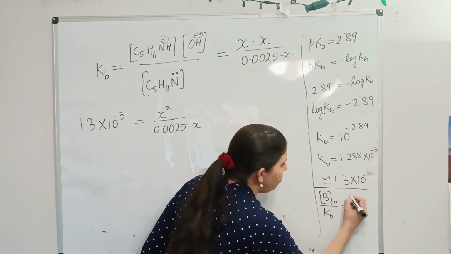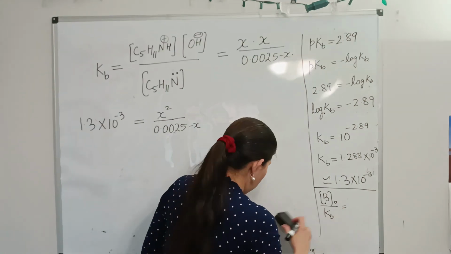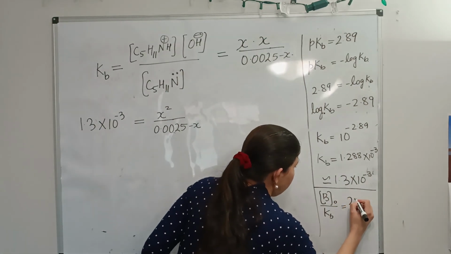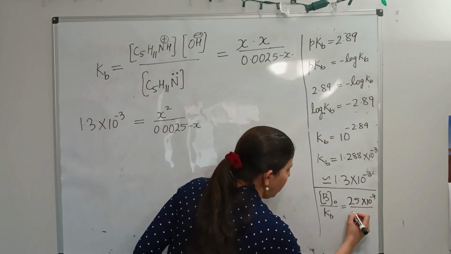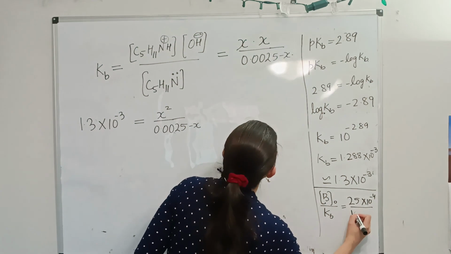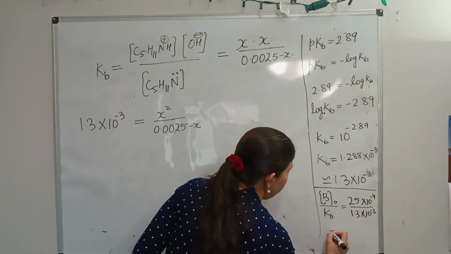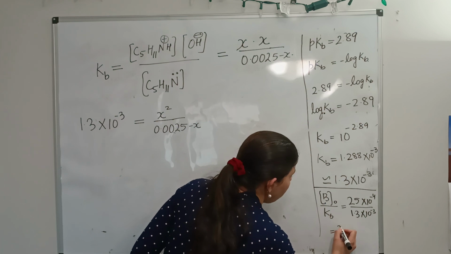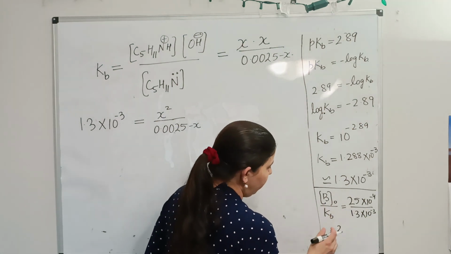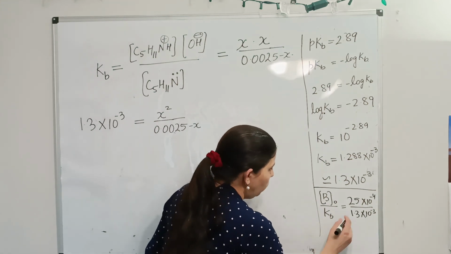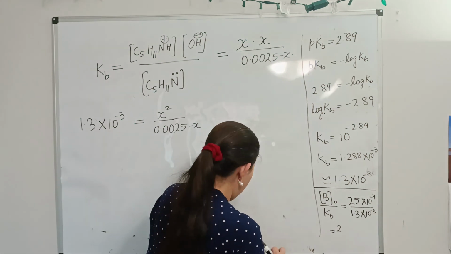So the value of B naught, that is the initial concentration of base, is 25 times 10 raised to the power minus 4 divided by Kb, which is 1.3 times 10 raised to the power minus 3. So if we calculate that, roughly it is like 13 times 2 is 26. Roughly we can say that it is 2. So we cannot apply the approximation here.